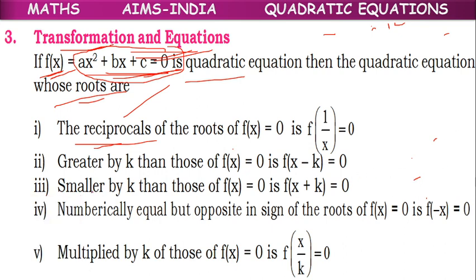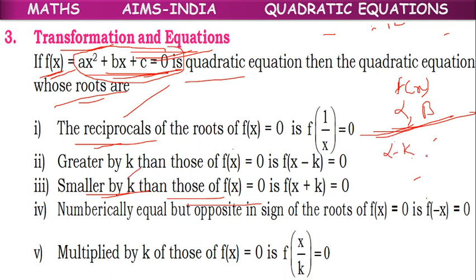If roots are smaller by k than those of f of x, means we have an equation f of x whose roots are alpha, beta. Now we need a new equation whose roots are smaller by k, means alpha minus k, beta minus k. Then what will be that equation? F of x plus k will be the required equation. Okay, in the place of x, if we keep x plus k, the equation will come.